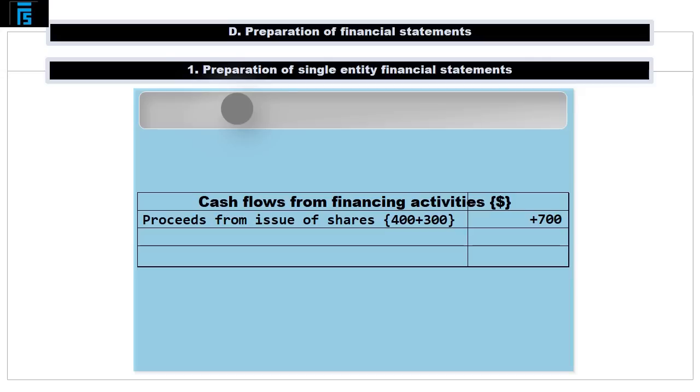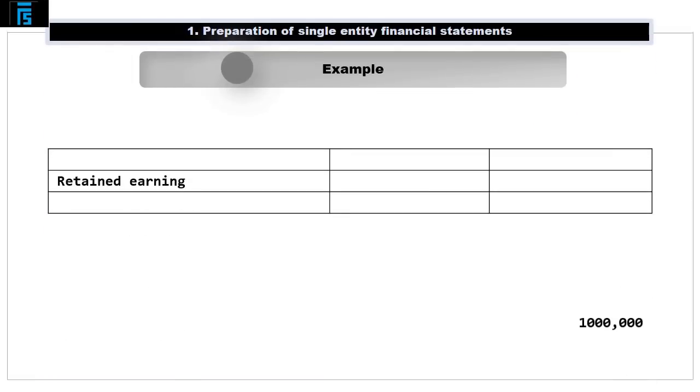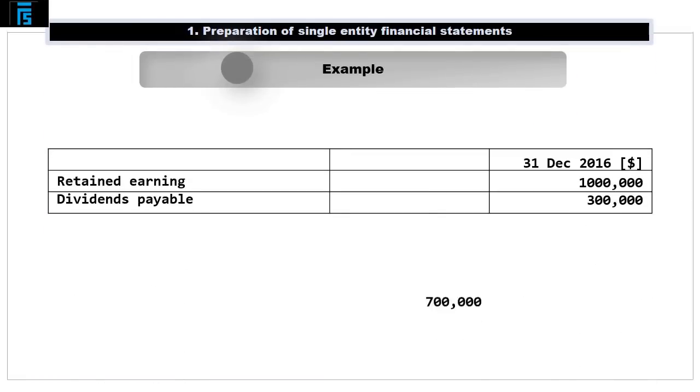Let us now turn to a second example, this time focusing on dividends paid, which, as you know, may also be reported under cash flows from financing activities. A company's statement of financial position shows the following balances in respect of retained earnings and dividends payable, the latter being a component of current liabilities, as at the 31st of December 2015 and 2016.